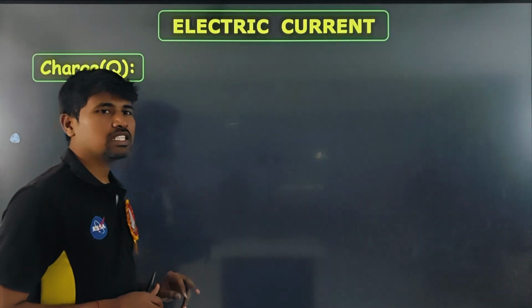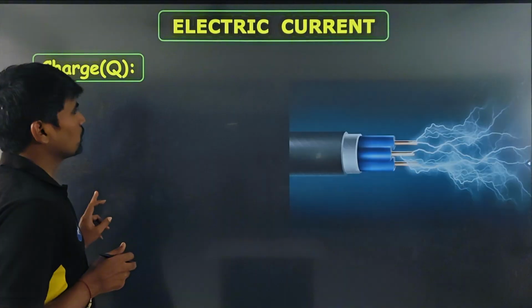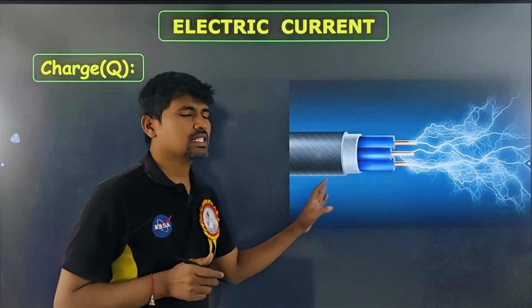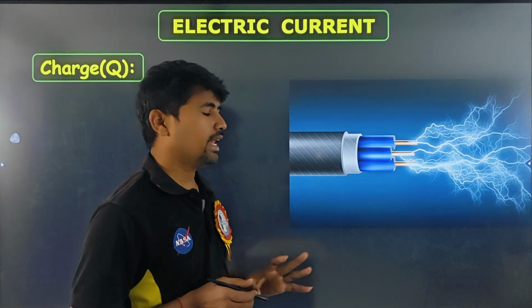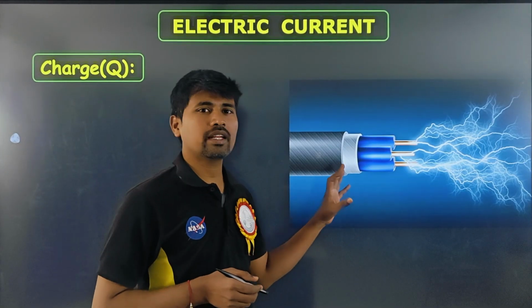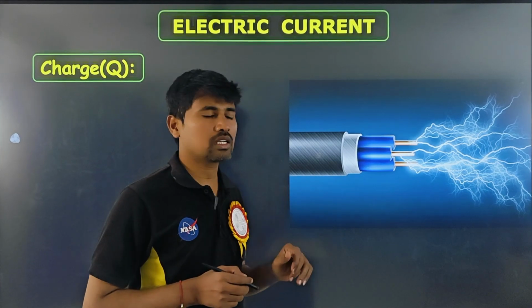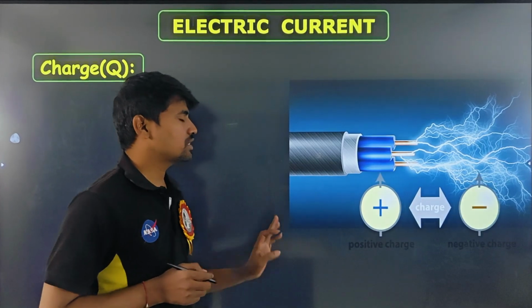Charge is represented with Q, whether capital Q or small q. We can see some charges in daily life: during a thunderstorm we can see lightning, that is also charge; sparkles from electric current too. So different situations.